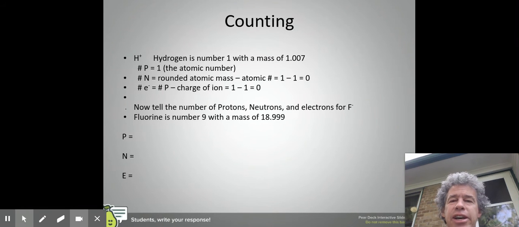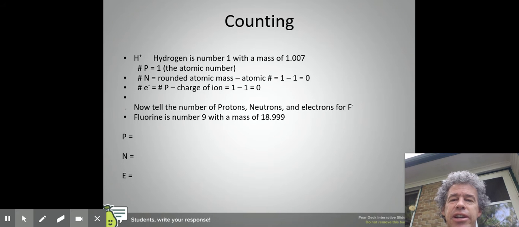Now, in order to count electrons, to summarize things: if you have an H plus ion, hydrogen is number one. It has a mass of 1.007 atomic mass units. So the protons equal 1, which is the atomic number. The neutrons is the rounded mass minus the number, or 1 minus 1, so 0. Electrons is the number of protons minus charge, in this case 1 minus 1, or 0. So an H plus ion is simply a proton with no neutrons and no electrons.